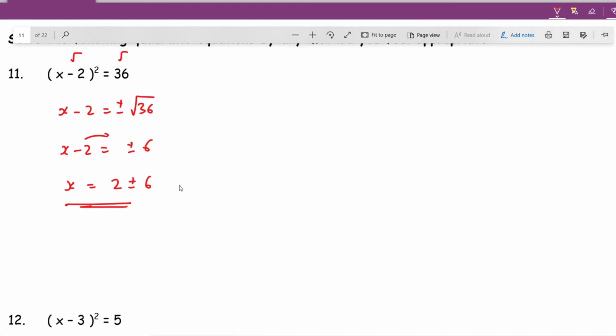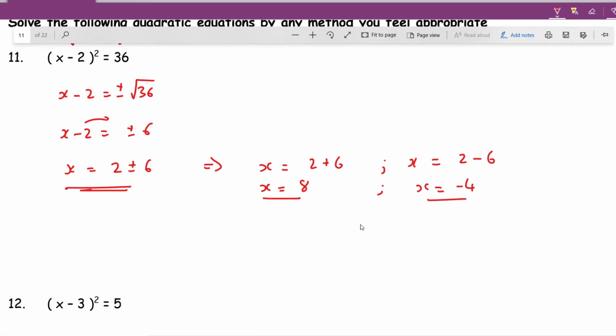Actually, in this case, you're better off writing the two roots that you're going to get. So actually, what you could do here is, that implies x can equal 2 plus 6, in which case x is 8, or you can have x equals 2 minus 6, in which case x can equal minus 4. Okay, let's try that.